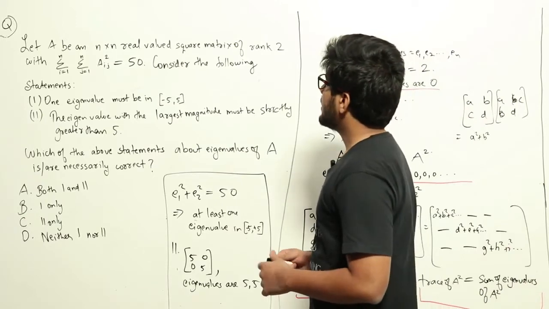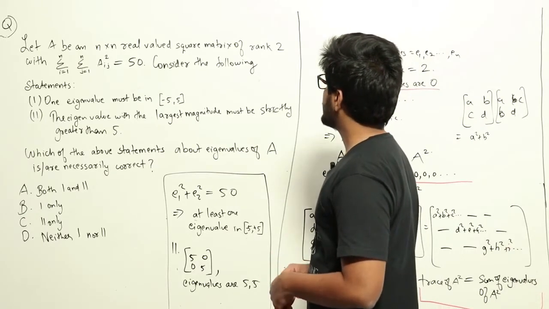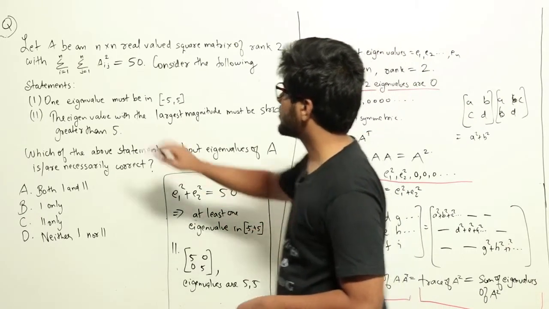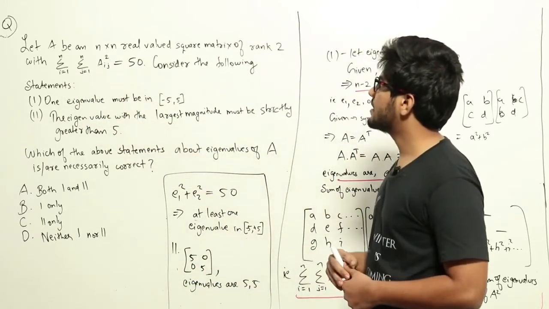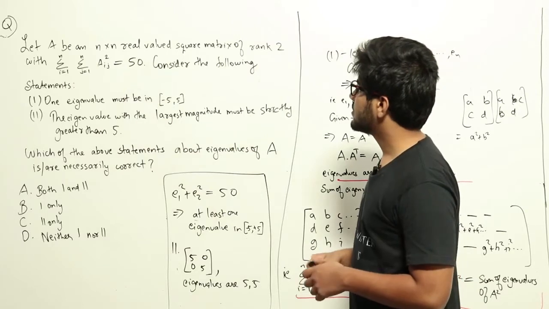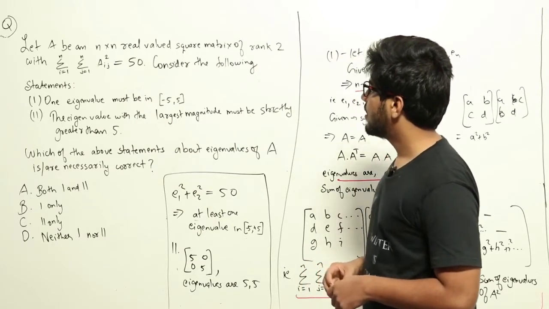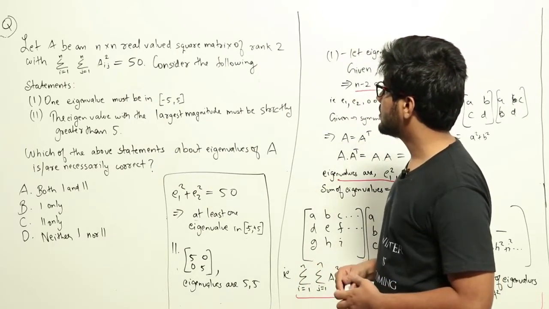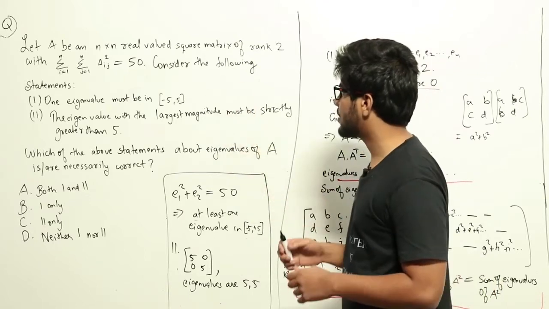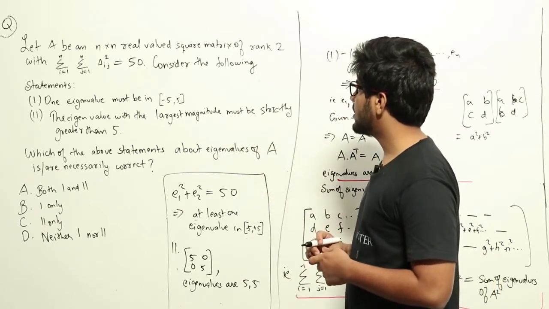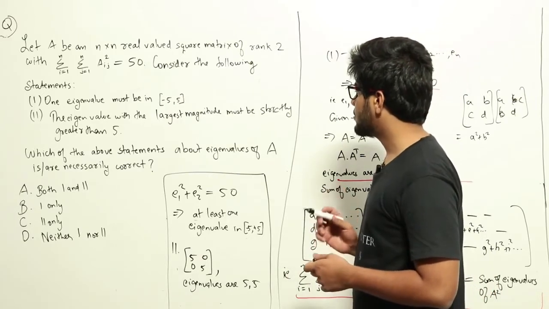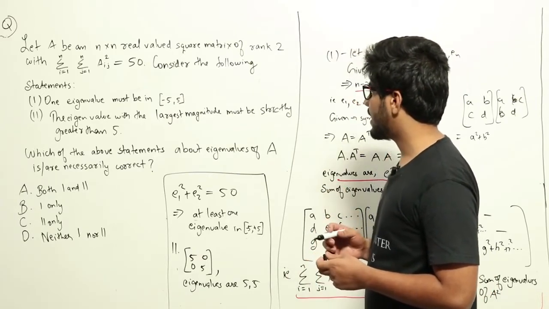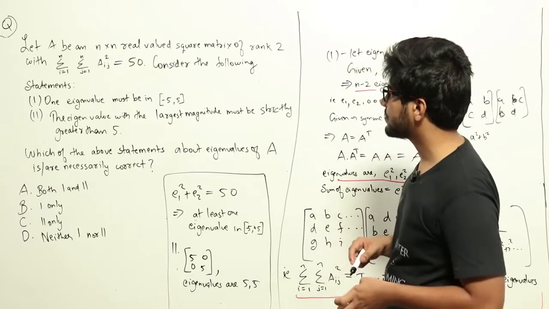Let A be an n by n real valued square matrix of rank 2 with sigma i equal to 1 to n, sigma j equal to 1 to n, A of ij square equals 50. Consider the following statements. 1. One eigenvalue must be in the closed interval minus 5, 5. 2. The eigenvalue with the largest magnitude must be strictly greater than 5. Which of the above statements about eigenvalues of A is necessarily correct?